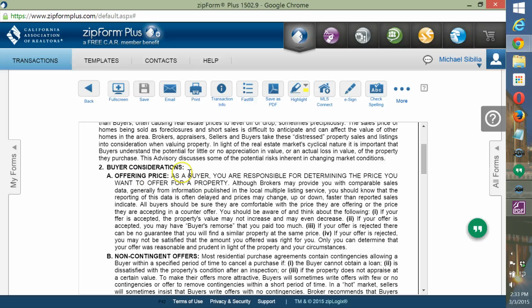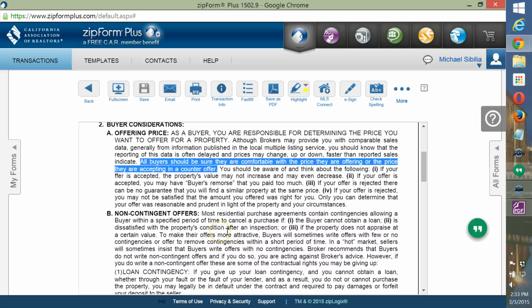So as a buyer, you're responsible for determining the price you want to offer for a property. Right? We're in no way going to influence them as to how high they should offer. Isn't that right? Although brokers may provide you with comparable sales data, you should know that the reporting of this data is often delayed and prices may change up or down. You should be sure you're comfortable with the price you're offering and the price you are accepting in a counteroffer.